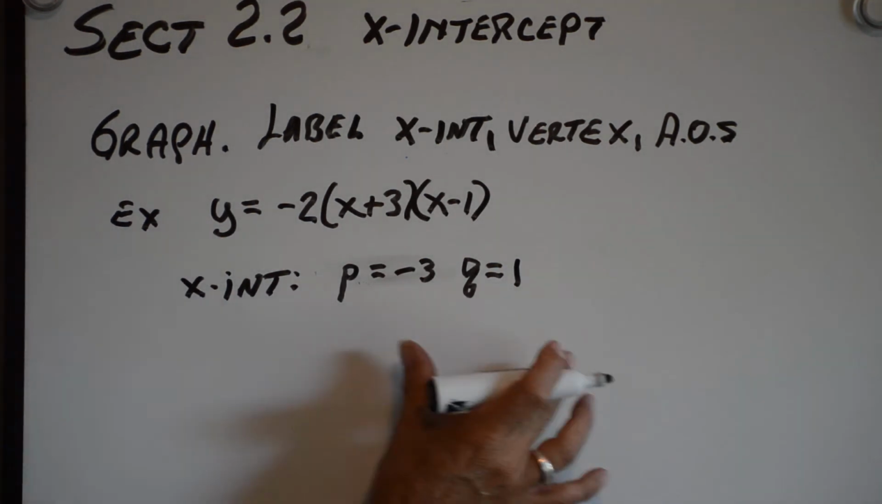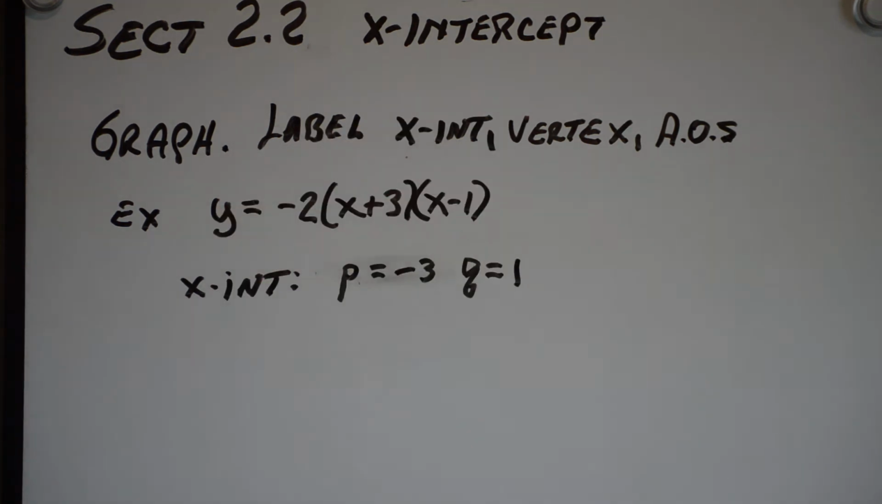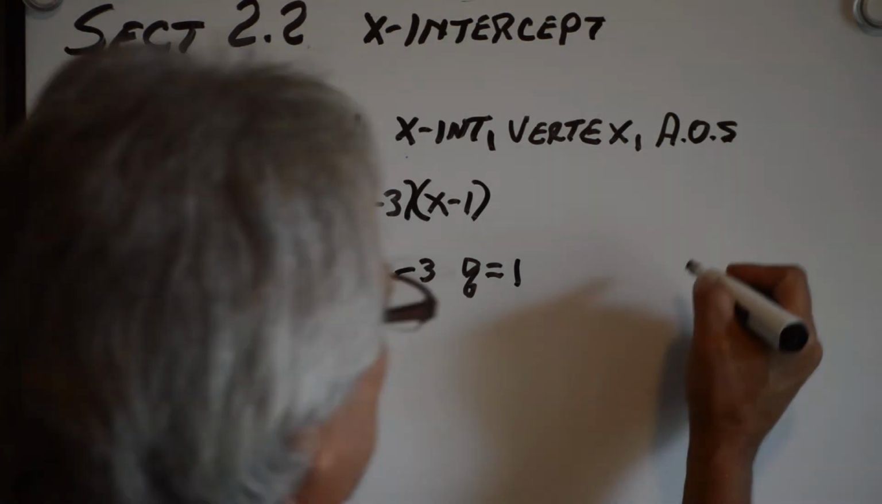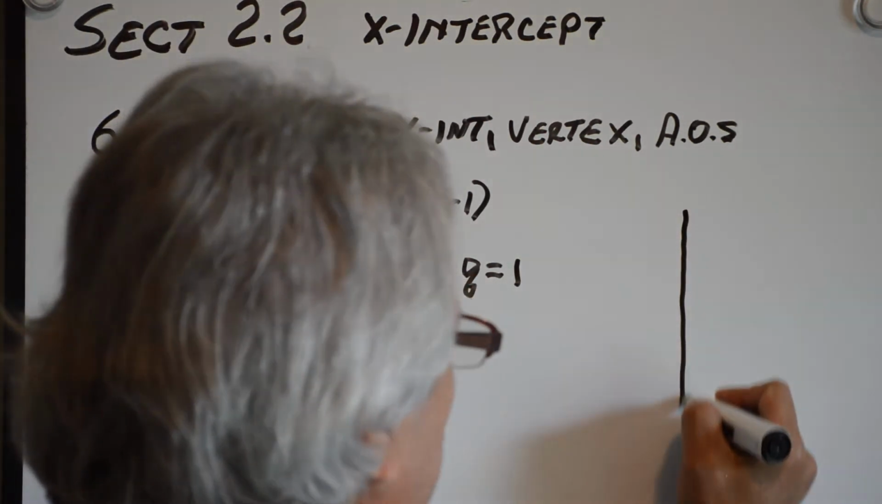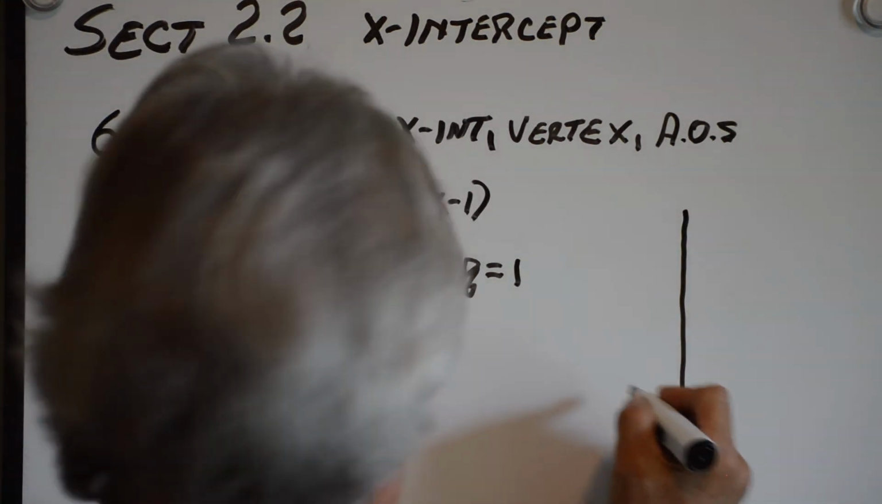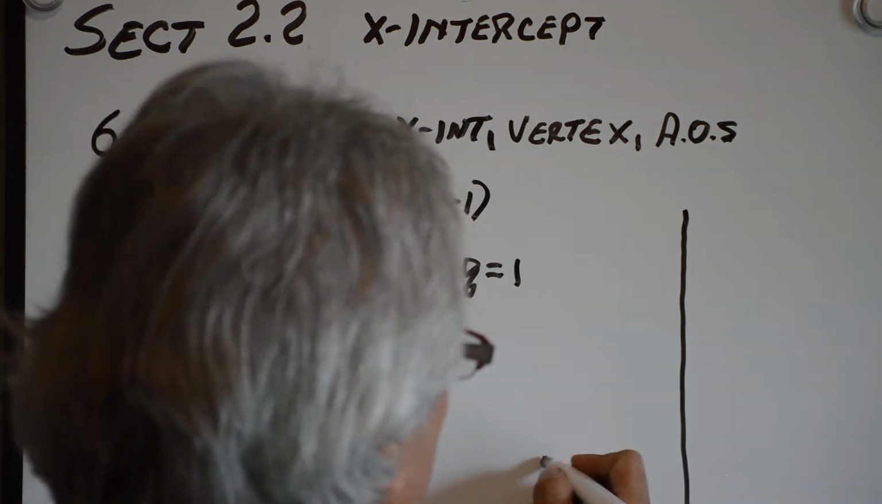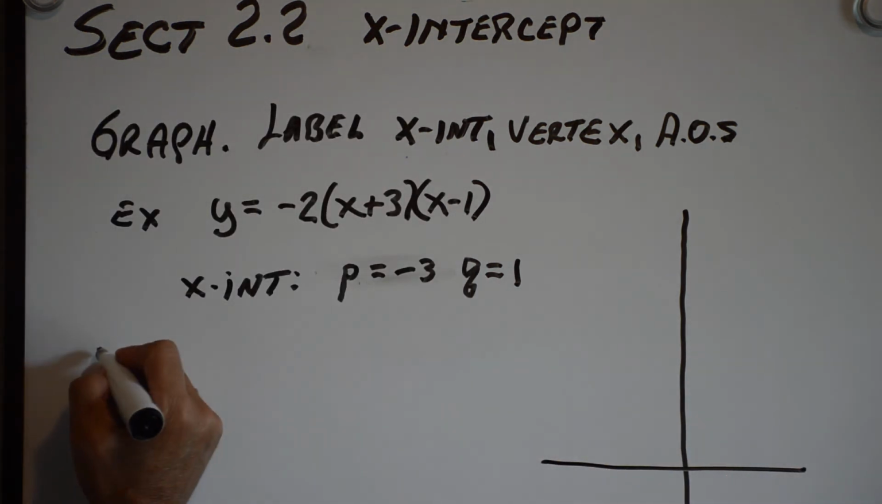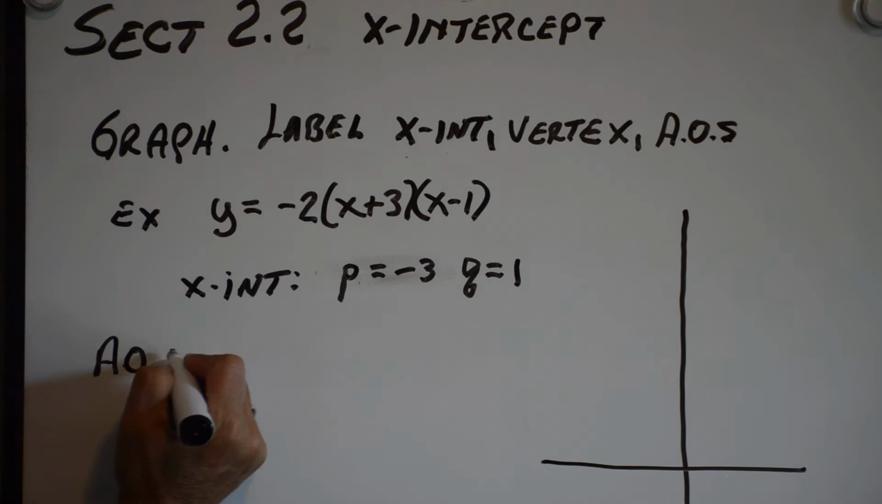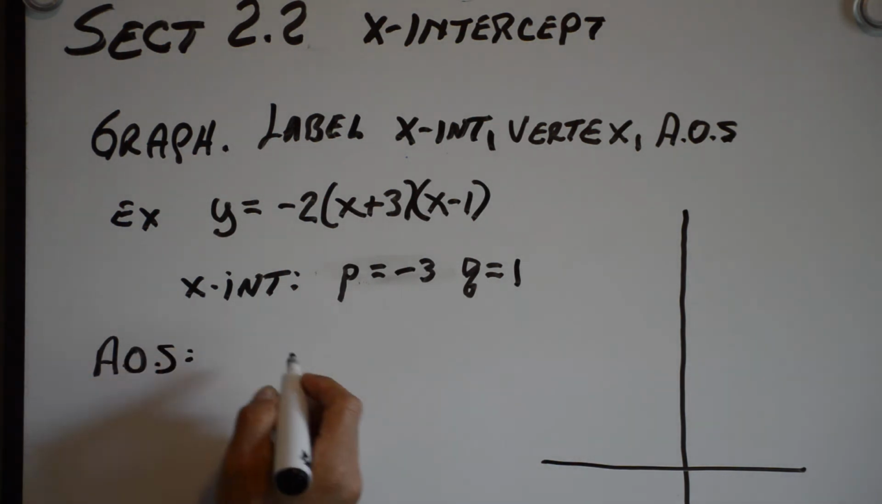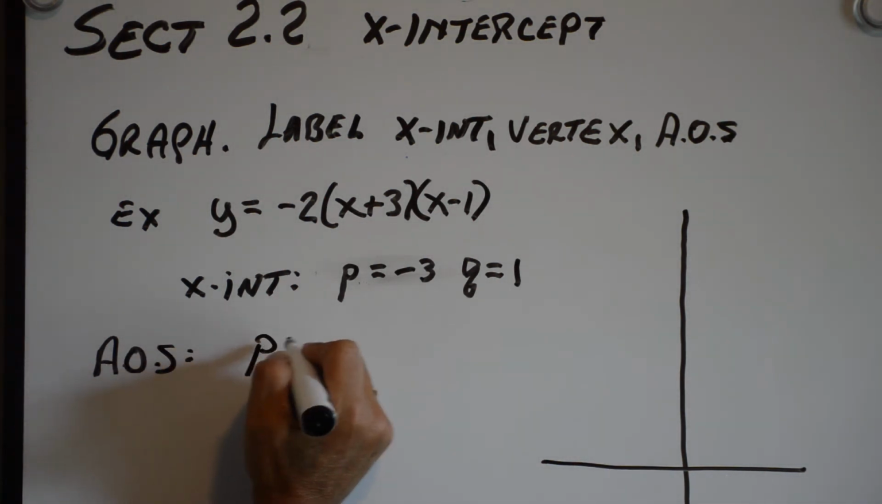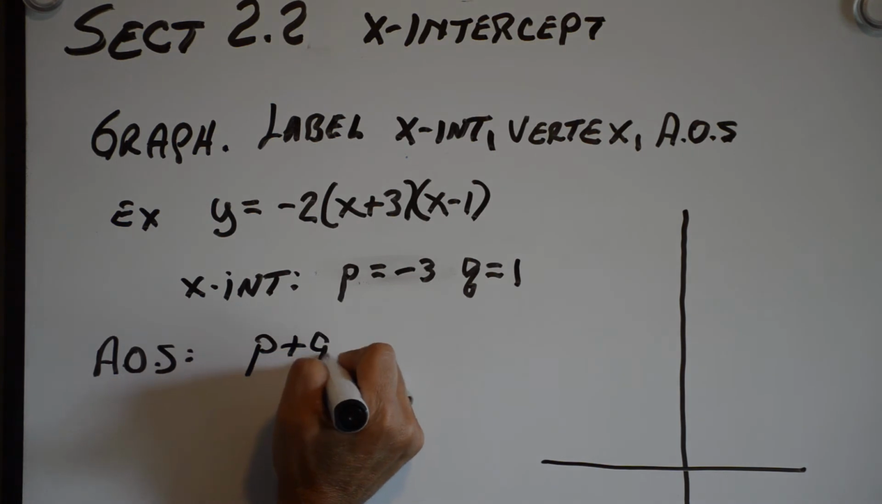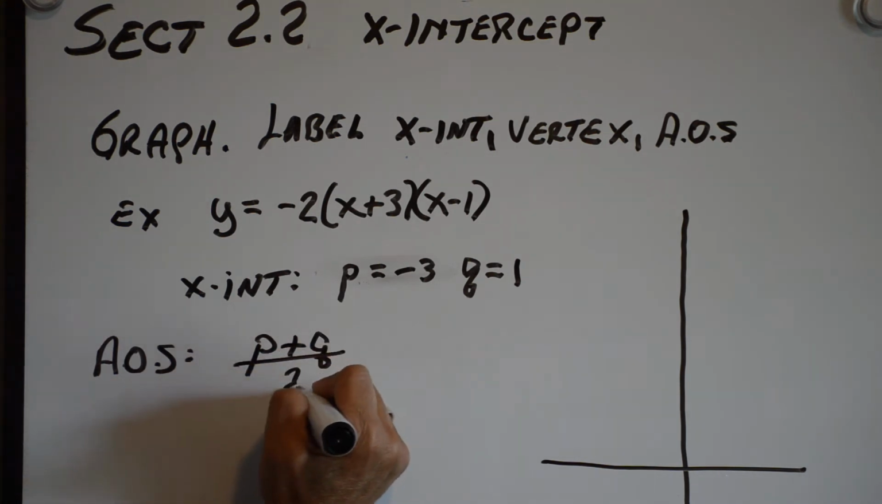To find the distance between the two, usually you can count it off on the graph. You know what, and that's what we're going to do. There's a formula. I'll show you the formula too. The formula is to find the axis of symmetry. All you have to do is add the P plus the Q and divide that by 2.